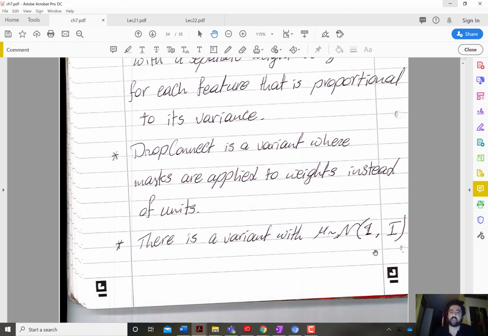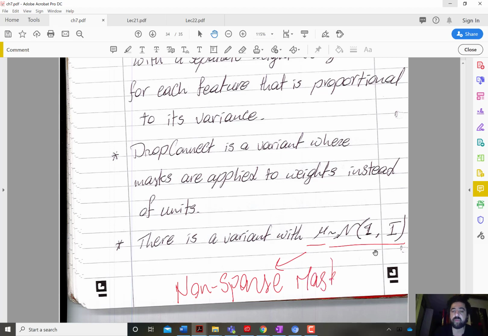There is also another variant of dropout where the noise mask is not binary. It's Gaussian with mean 1 and a covariance matrix that's diagonal, meaning the entries are independent, with variance 1, right? So these are what are called non-sparse masks, where mu is the notation for the mask. And the idea of non-sparse masks is that maybe the advantage of dropout is not really that we are dropping units, but that you are adding this noise to the units, right?